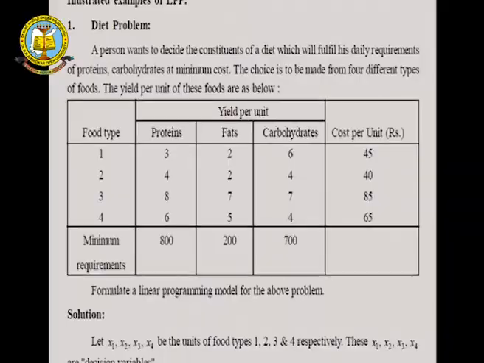Next, coming to the formation of LPP examples. They will give one physical problem. By reading that entire problem, we have to convert the physical problem into a mathematical problem. So read the entire problem: what the decision variables are, how from the decision variables we prepare the objective function, after that how we prepare the constraint functions, and then the non-negative conditions. Let me discuss the formation of LPP with a few examples.